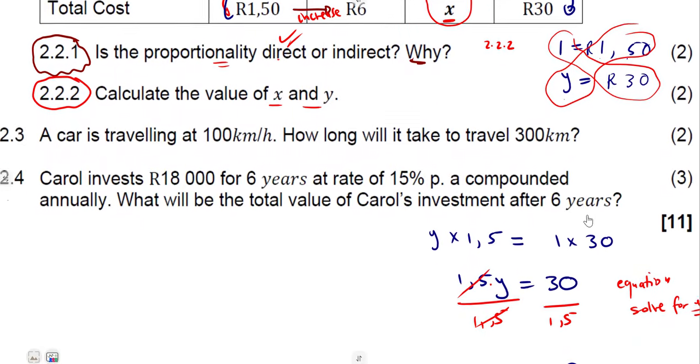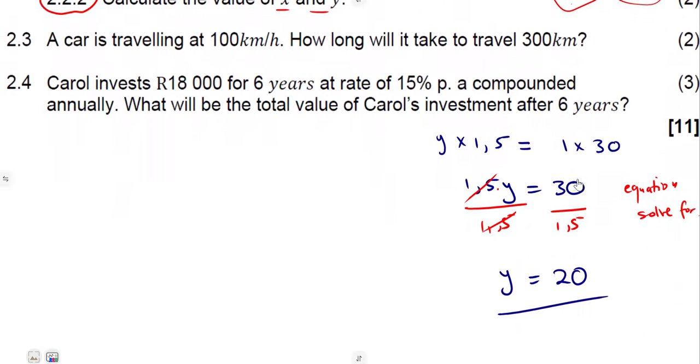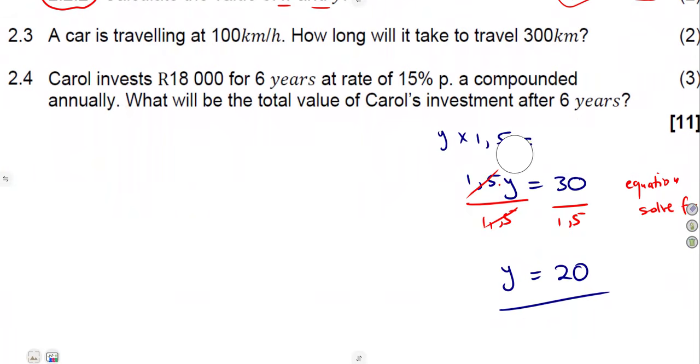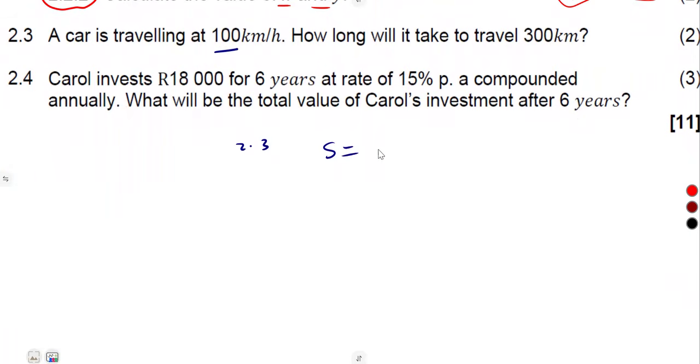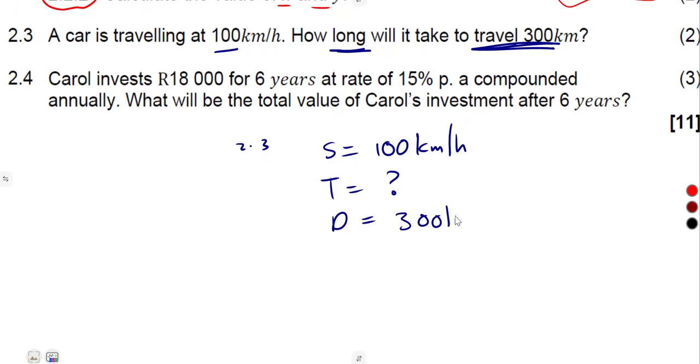Let us move on to 2.3. We are given that the car is traveling at 100 kilometers per hour. Thus, we are given the speed, 100 kilometers per hour. How long? That is the time it will take to travel what? A distance of 300 kilometers. How long? That's the time.